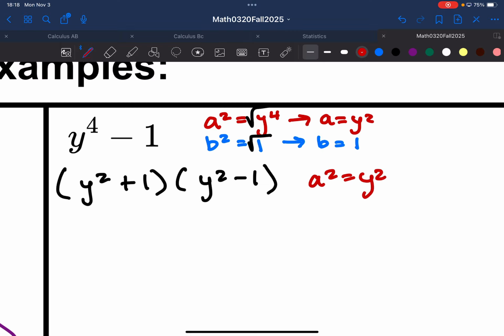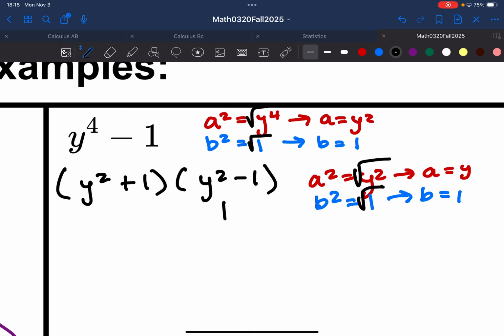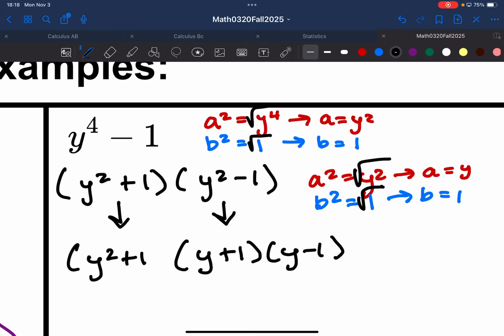A squared is equal to y squared, and b squared is equal to 1. So that means a is equal to y, and b is equal to 1, because we took the square root of each of these. So that means bringing down from this one to simplify further, I have y plus 1 and y minus 1. And then what happens to that first prime parenthesis? We bring it down with the rest. And that's our answer.